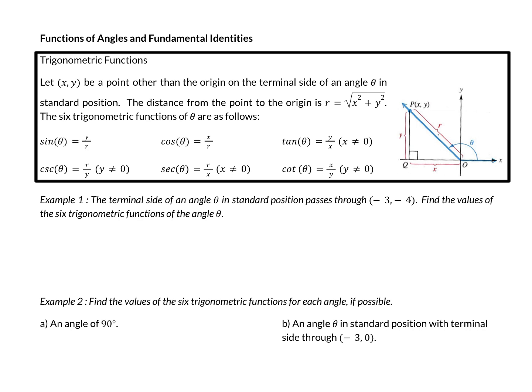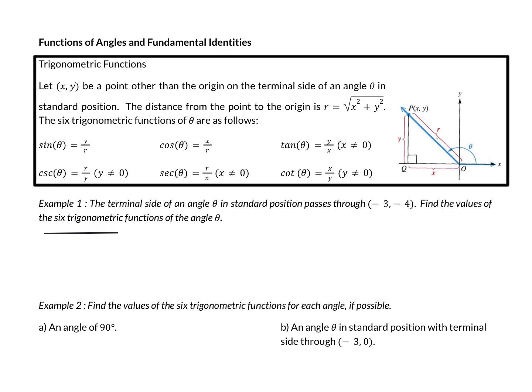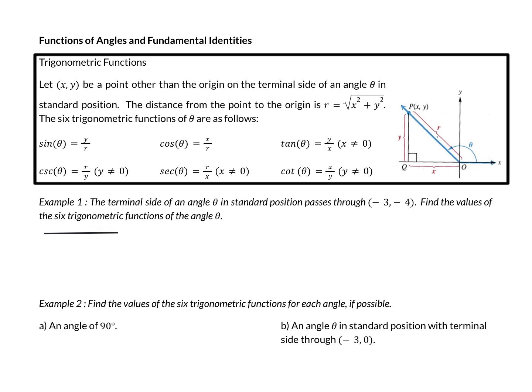So if I look at this first example here, it says the terminal side of an angle passes through the point -3, -4, and we want to find the 6 trig functions to that angle. So what we're going to do is draw where that point is to start, in quadrant 3. So we've got the point -3, -4, and that's where my radius is going to go. Again, this is not a unit circle because the radius is not 1. It is larger than that, okay?